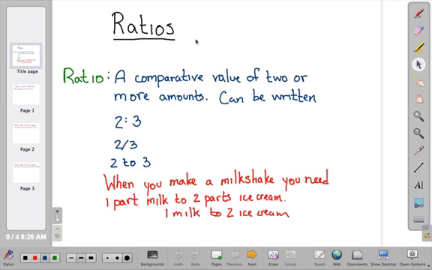In this video, we're going to learn about ratios. We're going to learn how to write ratios, and we're also going to learn how to determine if ratios are equivalent. So the first thing we need to know is, what is a ratio?